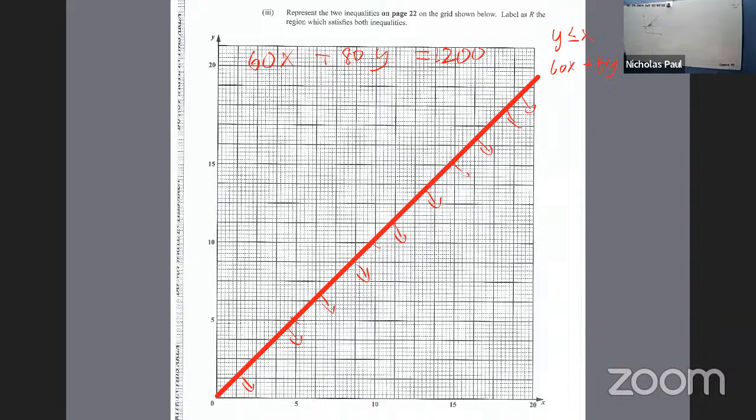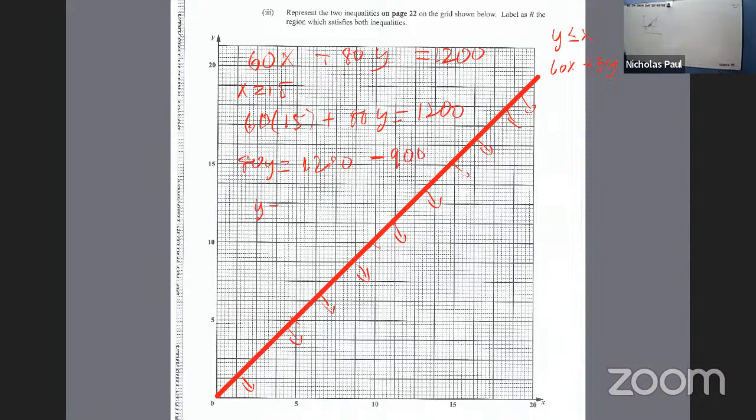Substitute what? Two x values, right? Pick one for me. Pick x is what? x is 15. Okay. Why choose 15? All right. x is 15, so it will be 60 multiplied by 15 plus 80y is 1200. Right? And then you solve for y. So 80y is equal to 1200 minus, how much is 60 times 15? 900.